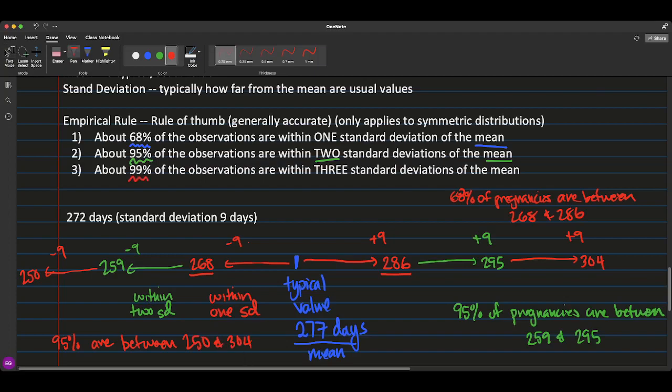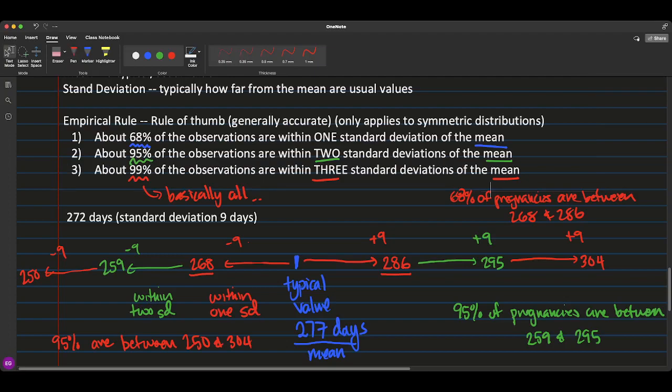So I want to point out something. 99% is basically all, right? There's only about 1% left. So usually we summarize this rule as saying almost all pregnancies will be within 3 standard deviations of the mean. In other words, between 250 and 304 days long. A highly unusual pregnancy would be more than 304 days or less than 250 days. And if you were to look up online how long a pregnancy is for a premature baby, it's something less than 250, because those are unusual.